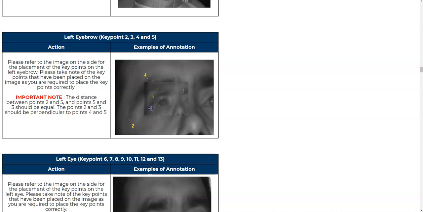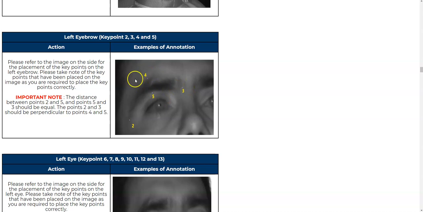Alright, so when you draw a straight line from here to here, and we draw a line straight here, the distance between point 2 and 5, if we draw a line here, it will intersect here. So the distance between 2 and 5 should be the same as 5 and 3. It should be equal. Alright, and this line between points 2 and 3 should be perpendicular to the line between 4 and 5.